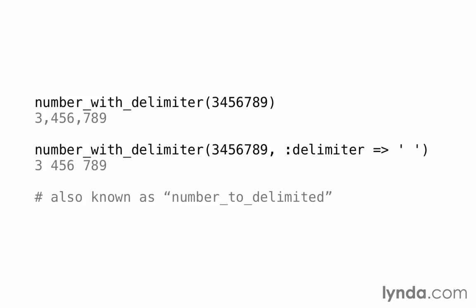There's also number_with_delimiter, and that puts thousands separator in a number. That's all it does. So we have got 3, 4, 5, 6, 7, 8, 9. Or we can change what that delimiter ought to be if we just want to do spaces, for example. And this also is aliased as number_to_delimited instead of number_with_delimiter.